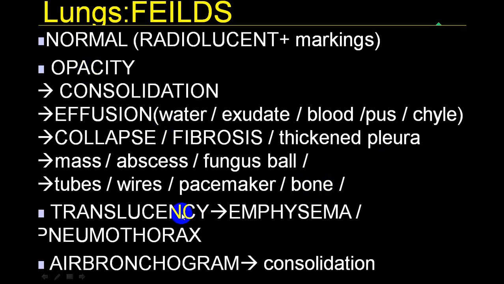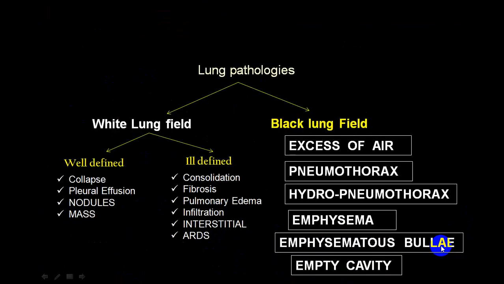While the shadows which contain a lot of air, like emphysema, pneumothorax, empty cavity, what we call emphysematous bulla, will all contain air, which will be radiolucent, or we call translucency. And in case of a consolidation, in a radio opacity, you will see a little translucency which we call an air bronchogram, and it is a characteristic of consolidation.